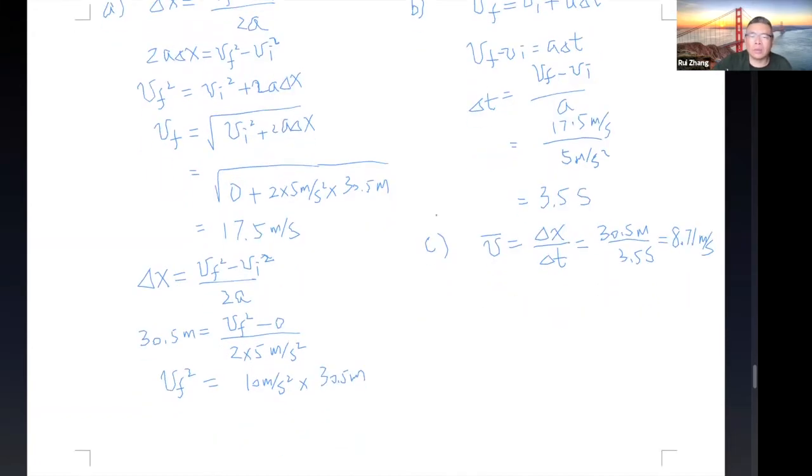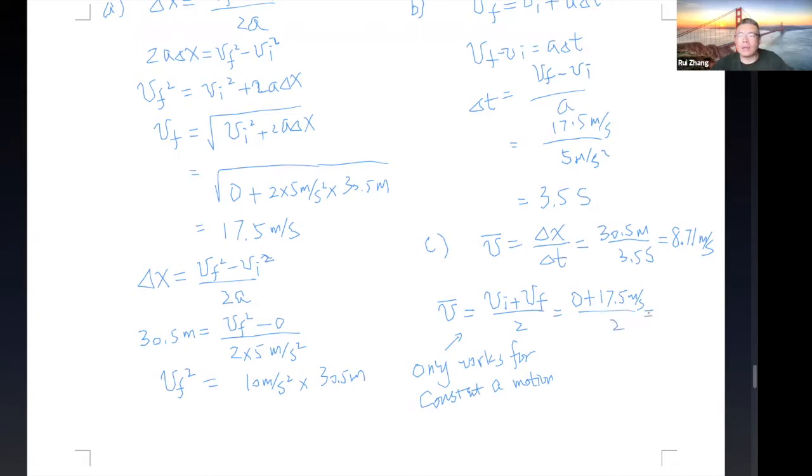Now, another way to do this would be using the formula we derived for constant acceleration motion only. As I emphasize, this one only works for constant A motion. Now plug the numbers here. We have a 0 and we have a 17.5 meter per second, divided by 2. So you got 8.75 meter per second.